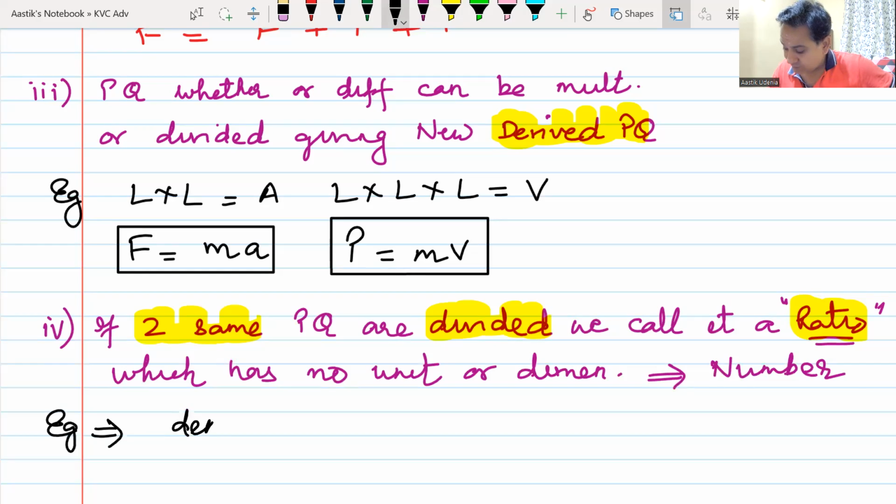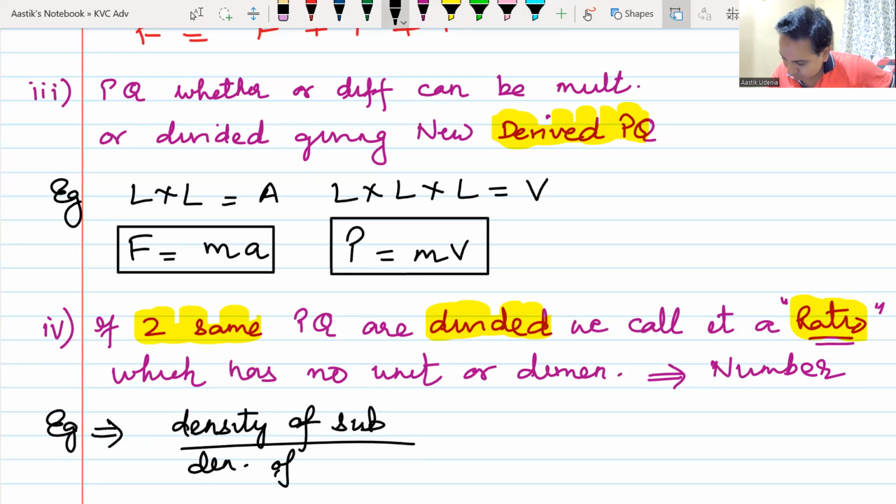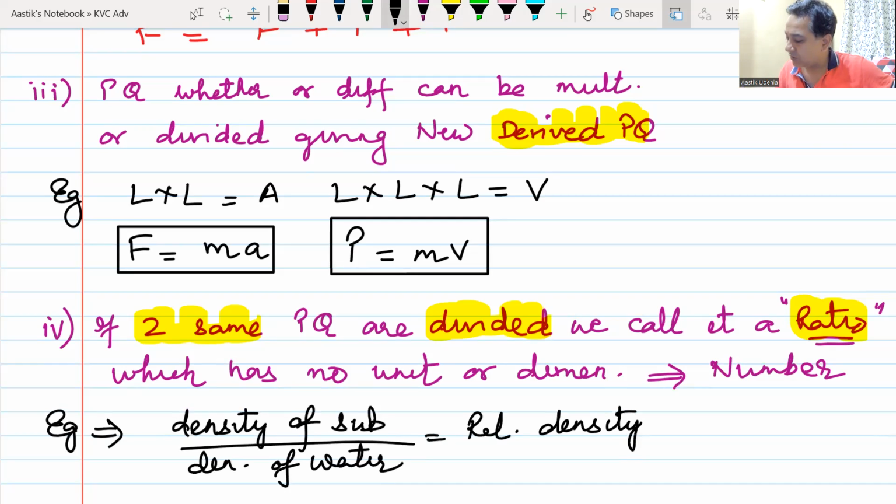Density of substance divided by density of water. Have you heard this? It is known as specific gravity or relative density. Heard about this? And the specific gravity or relative density is just a number. It has got no unit. It has got no dimension.